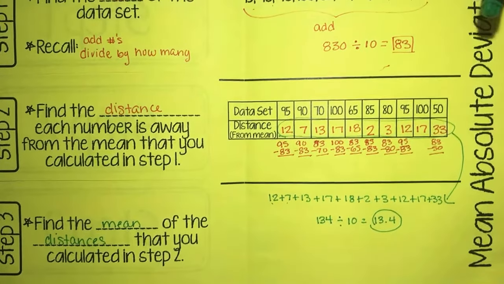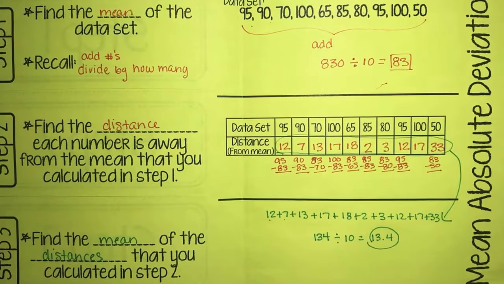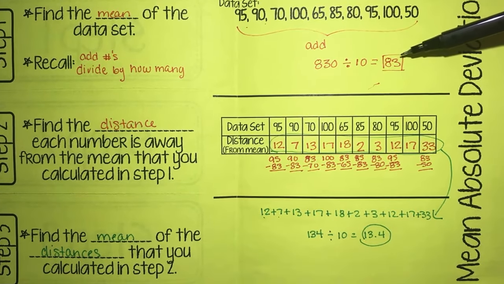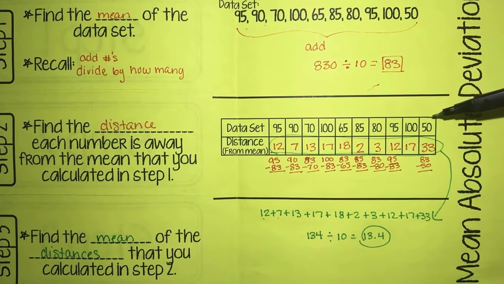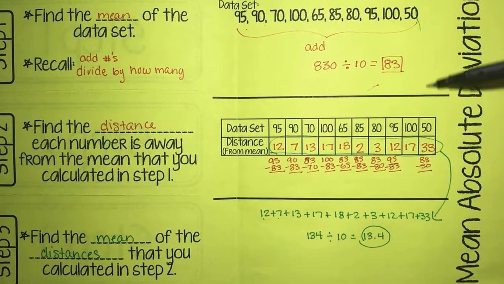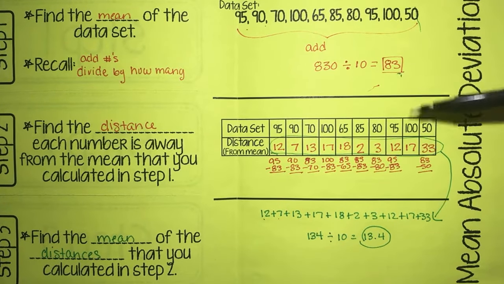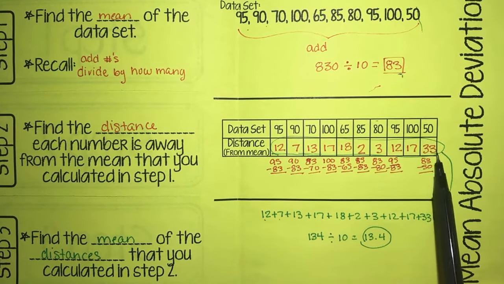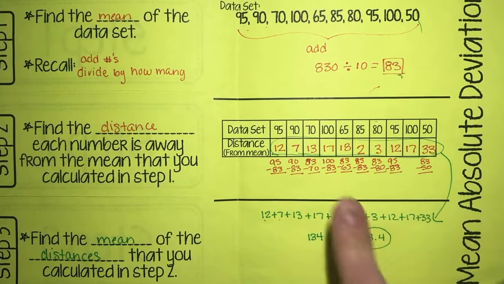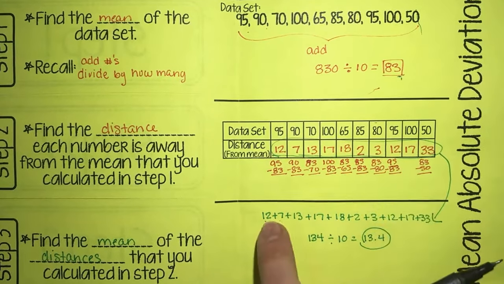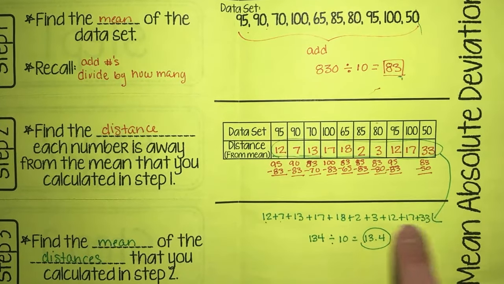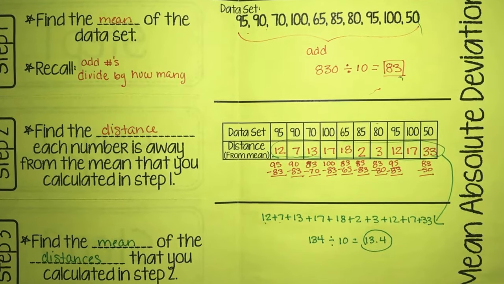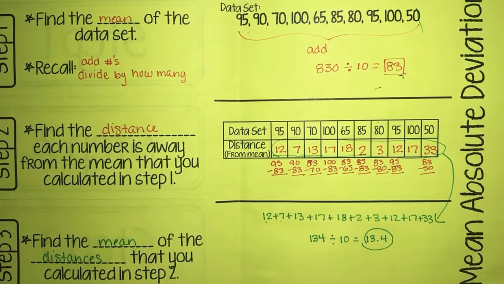Okay, so let's recap real quick. Step 1, find the mean. Add them all up and then divide by how many. Step 2, take that list and subtract that mean from all the numbers on your list to create a new list. Step 3, take that new list and find the mean again. So add them all up and then divide by how many. And that gives you the final answer. Okay, now you guys have a worksheet to do.